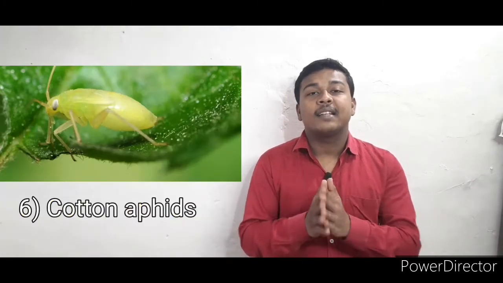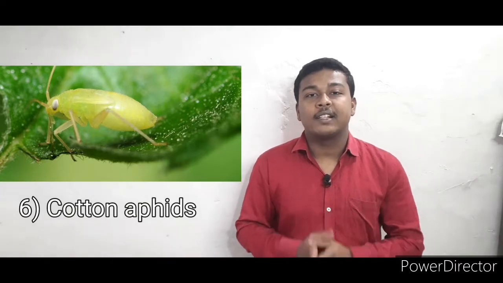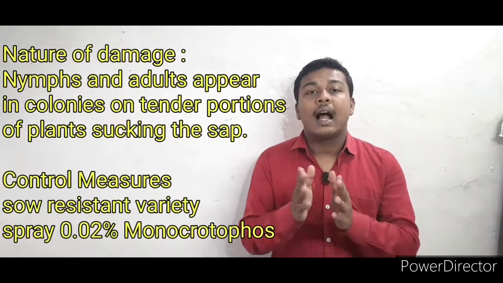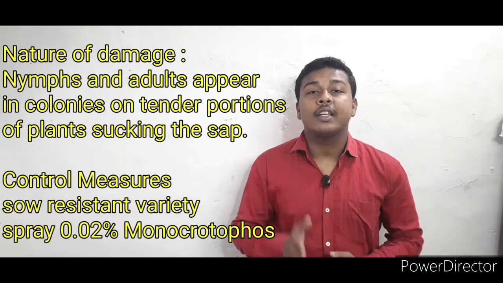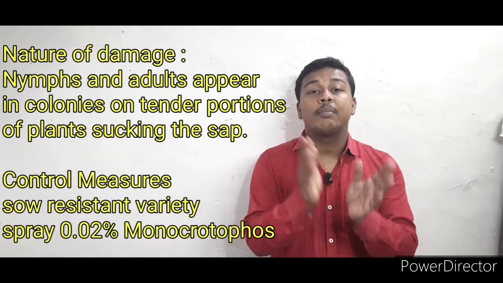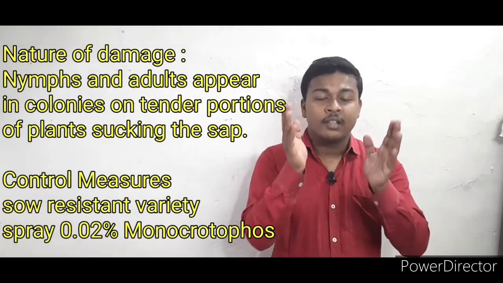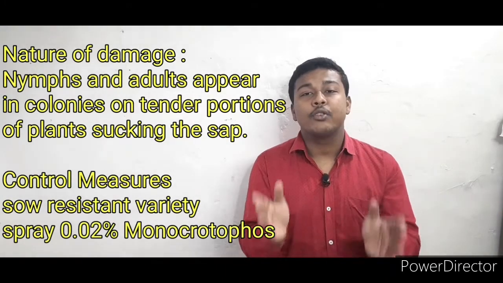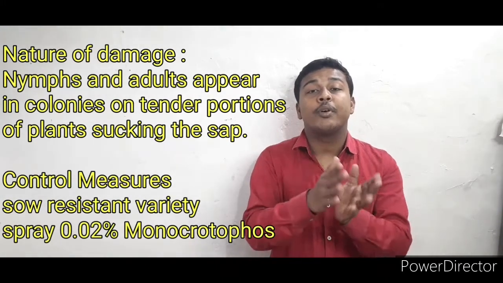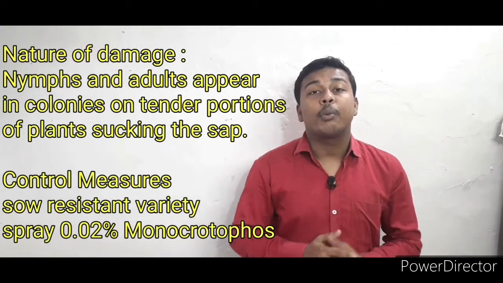Now the next pest is cotton aphids. Nymphs and adults appear in colonies on the tender portions of the plant and suck the sap. And to control this, resistant varieties of crops should be used, as well as application of 0.02% of Monocrotophos should be done.